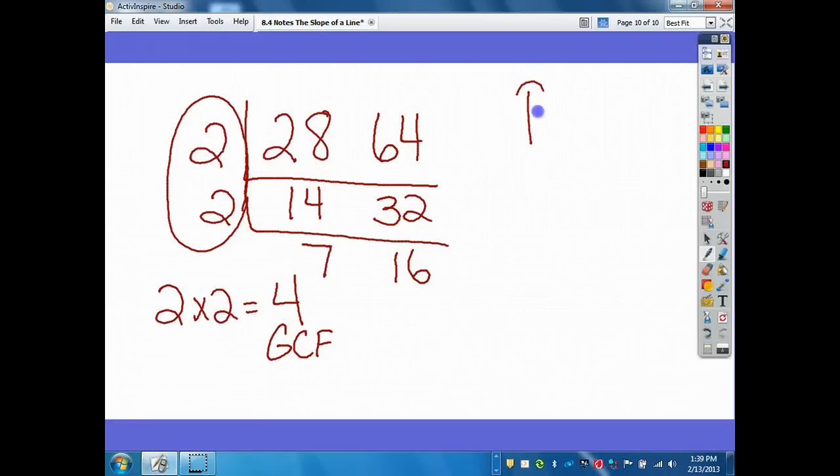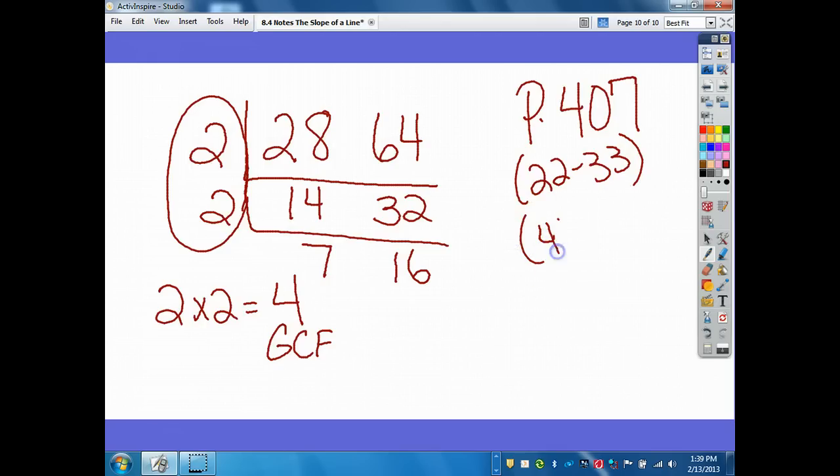Your assignment, page 407, 22 through 33, and also the review questions 41 through 53. Now 49, 50, and 51, you find your x and your y by using the 0, and then it says graph it. You do not have to graph those today. All right, just find your x and your y coordinates using the 0 substitution method.